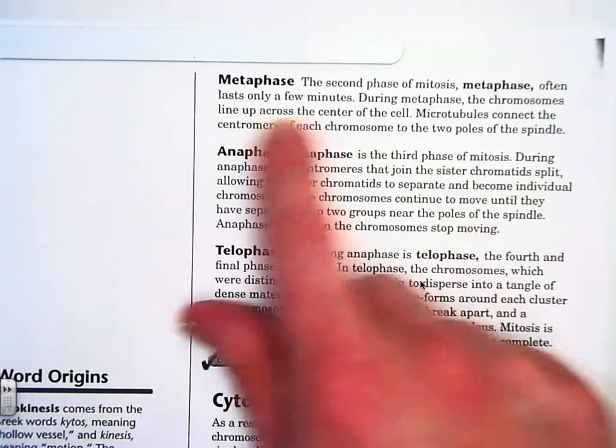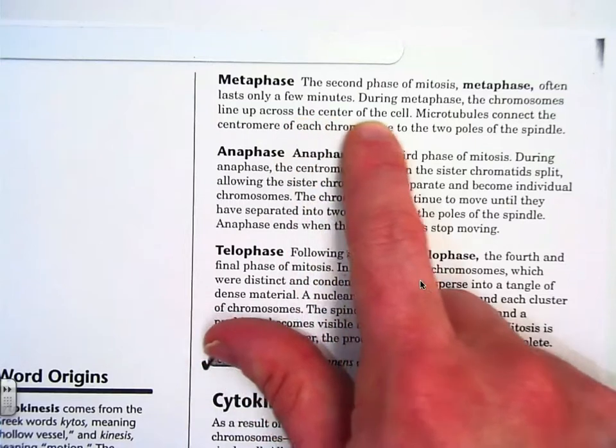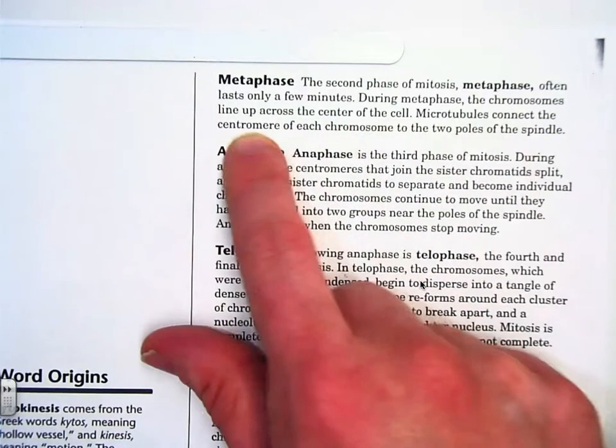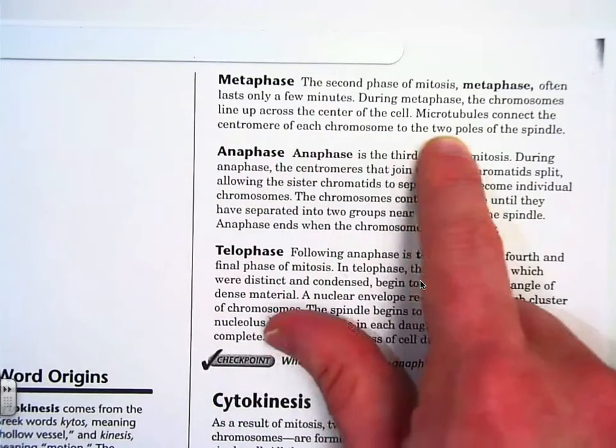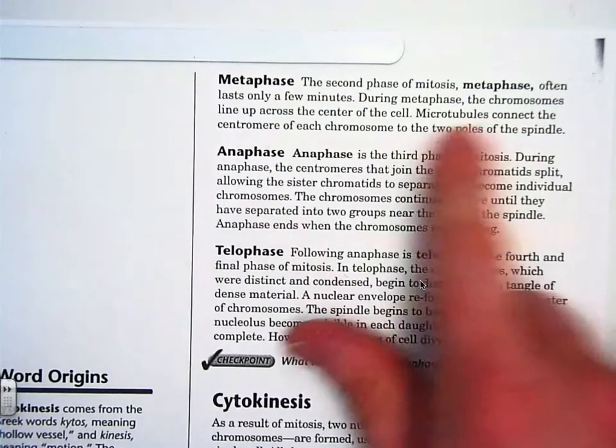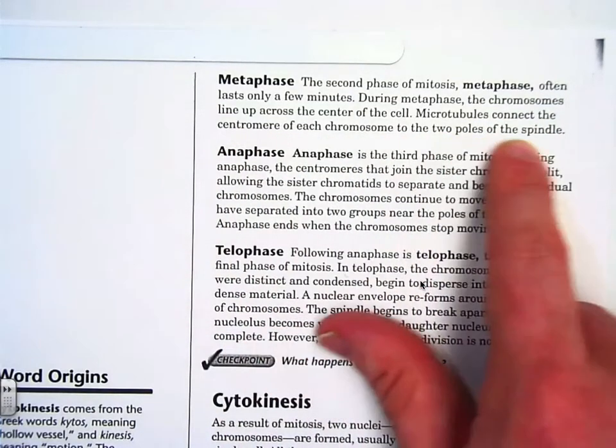During metaphase, the chromosomes line up across the center of the cell. Microtubules connect the centromere of each chromosome to the two poles of the spindle.